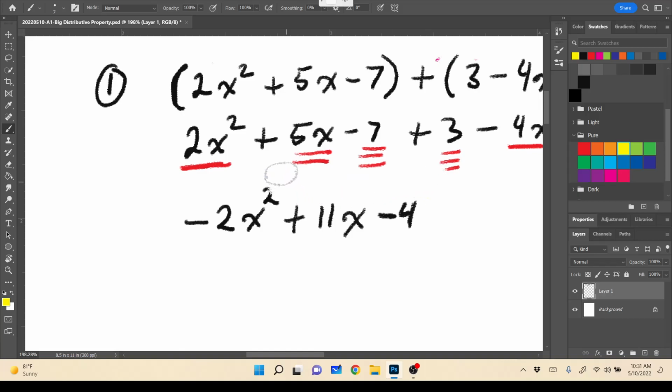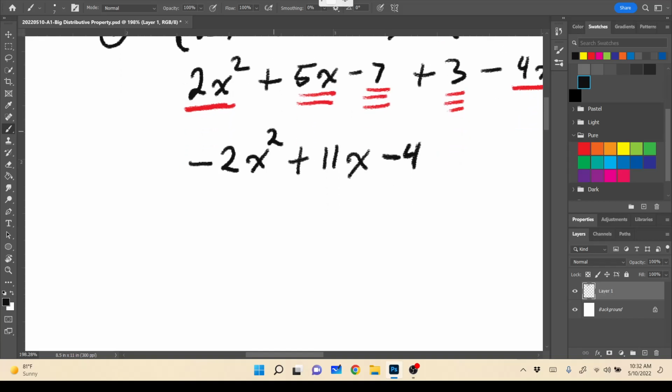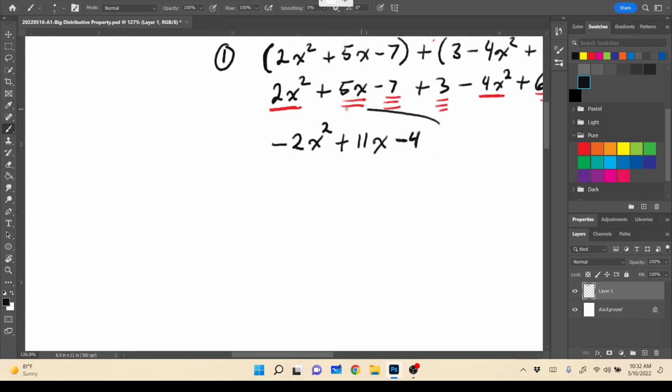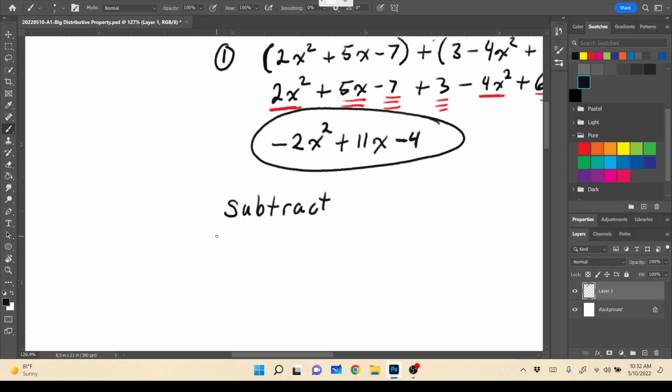Okay. All right. For example 2, same instructions, but subtract. It's still a descending form. Yes.